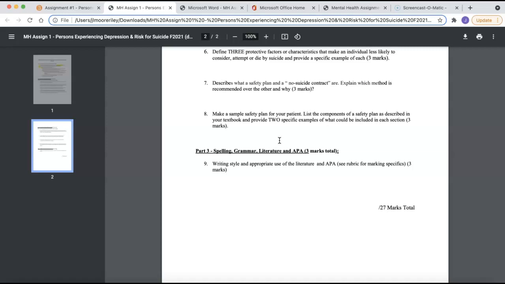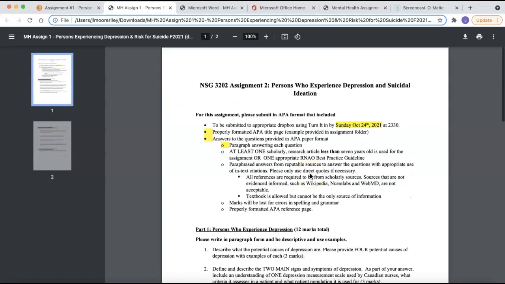But you should be using appropriate websites. Maybe it's going to the Canadian Psychiatric Nurses Association. It needs to be things where people know what they're talking about. And then APA. So again, your in-text citations are done properly, as well as your APA reference page. So that's your assignment.